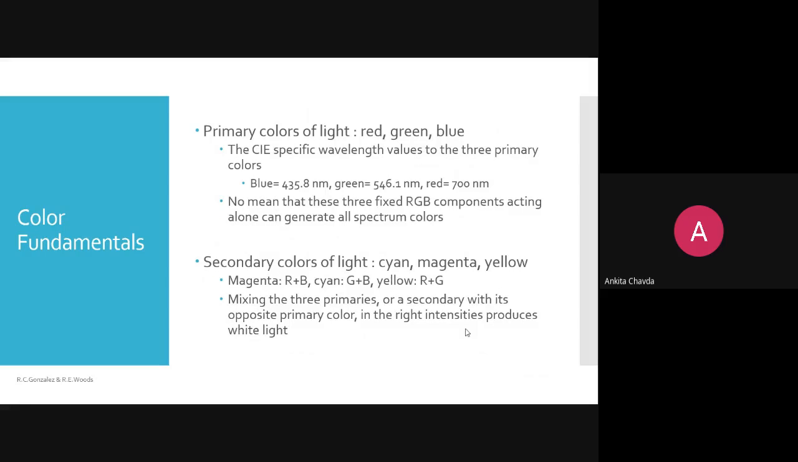No, it means that these three fixed RGB components acting alone can generate all spectrum colors. It doesn't mean that only primary colors can generate all the colors. No, secondary colors are required, right? So the secondary colors of light are cyan, magenta, and yellow. Magenta is made with red and blue, cyan means green and blue, and yellow means red and green. Mixing the three primaries, or a secondary with its opposite primary color in the right intensity, will produce the white color.